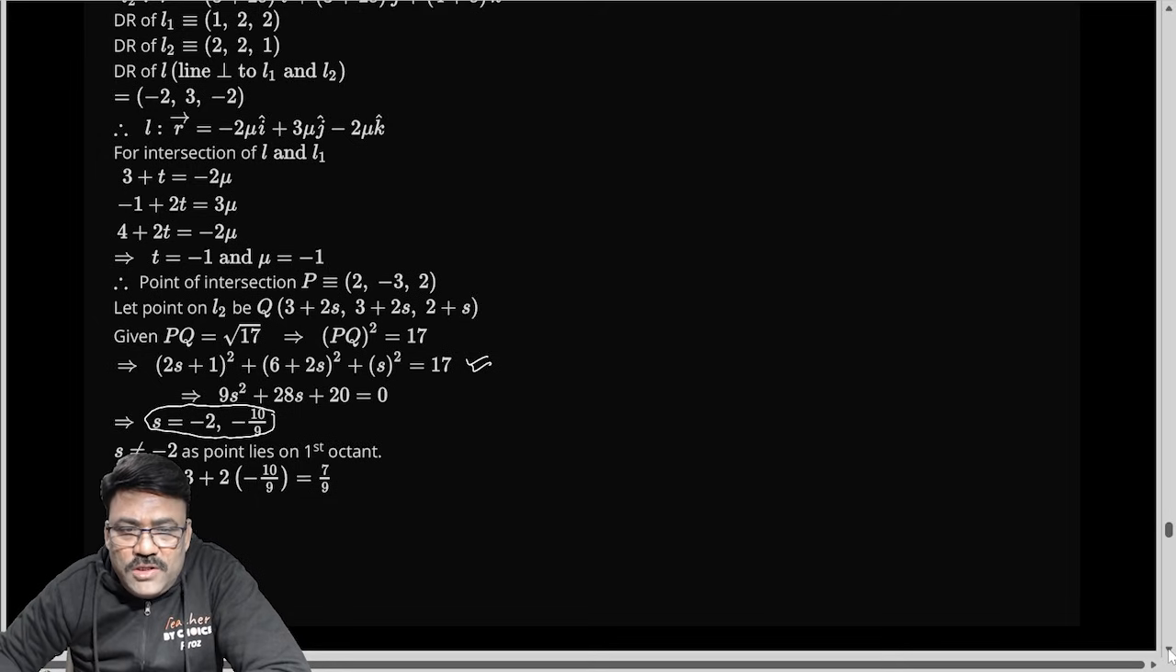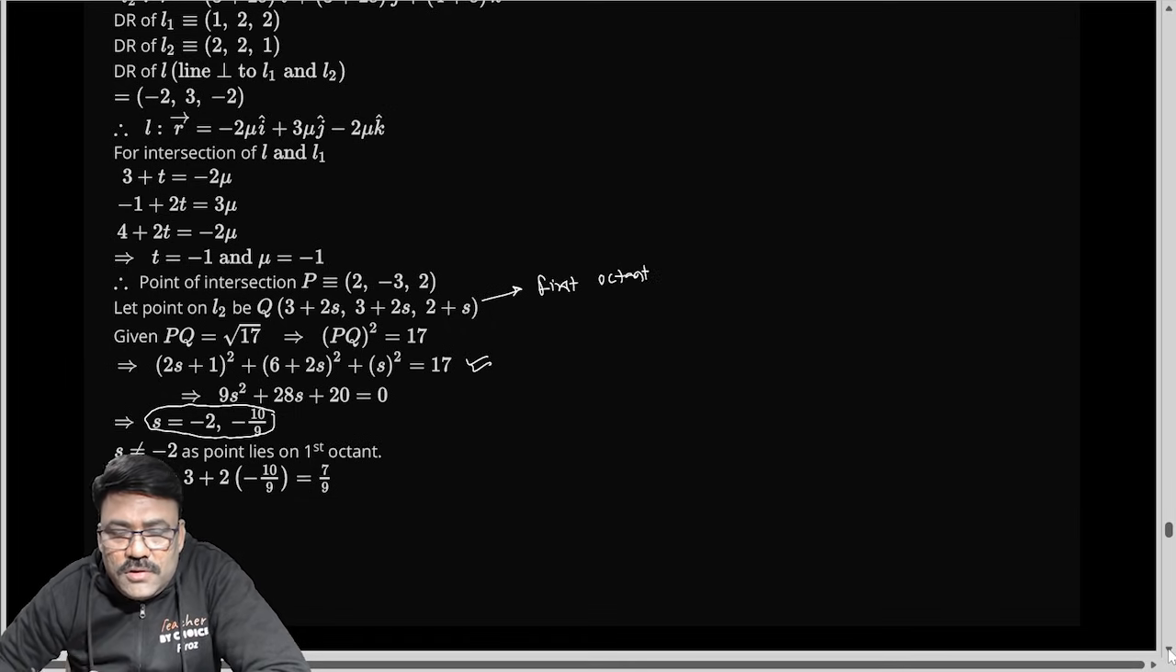Now Q point is what? 3 plus 2s, 3 plus 2s, 2 plus s. They have given that this Q point lies in the first octant. So hence 3 plus 2s, 3 plus 2s, 2 plus s all should be positive. So s obviously should be greater than minus 2. So hence minus 2 will be rejected. Just take s equal to minus 10 by 9.